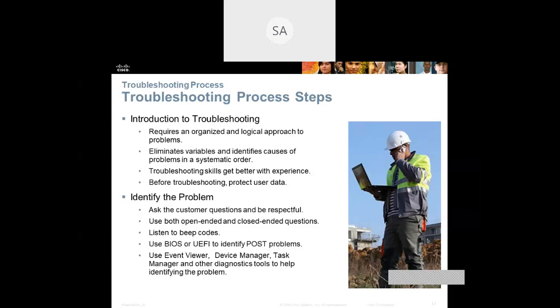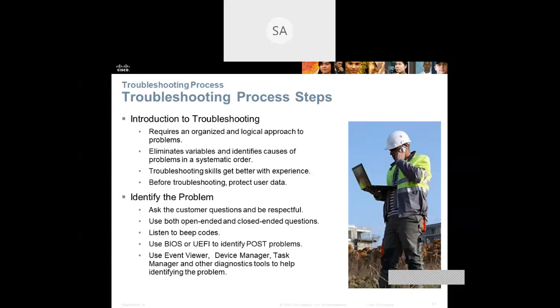If you are a medical officer and you have worked over the years, when anybody presents a particular symptom, because of your experience, you quickly suspect a particular disease or ailment. When you check for it, it eliminates a lot of variables and gives you the ability to isolate the problem early and then solve it. So troubleshooting skills get better with experience. And before troubleshooting, you have to protect your data.